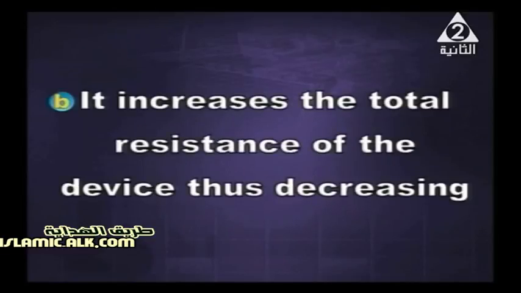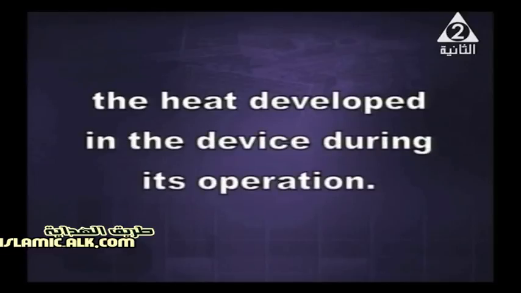It increases the total resistance of the device. And in this way, because the voltmeter is connected in parallel, when its resistance is increased, the amount of heat developed in it will be decreased. So it increases the total resistance of the device, thus decreasing the heat developed in the device during its operation.